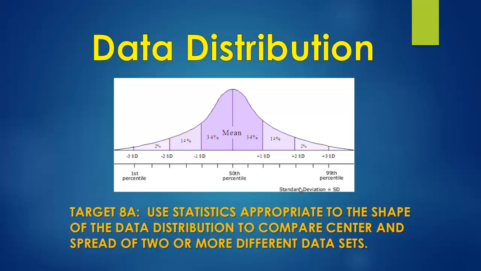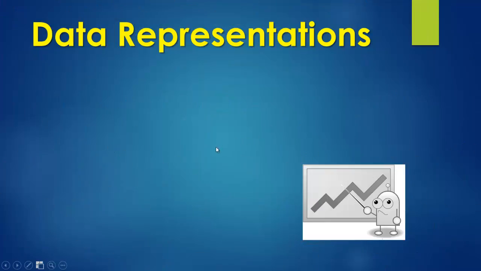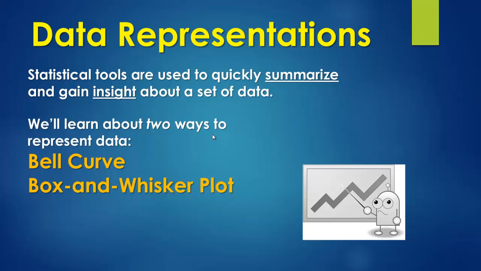All right, so we are looking at data distribution, and this is Unit 8, Target A. We're going to be looking at two main ways of distributing data, or representing it as well. Just a little intro. Statistical tools are used to quickly summarize and gain insight about a set of data. In other words, if you have a long list, sometimes it's hard to interpret it. So we have graphs and different ways of being able to read it quickly and get all the information efficiently. Today we're going to learn about two ways, the bell curve and the box and whisker plot.